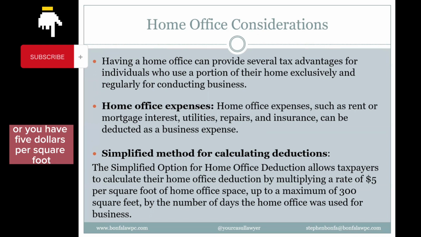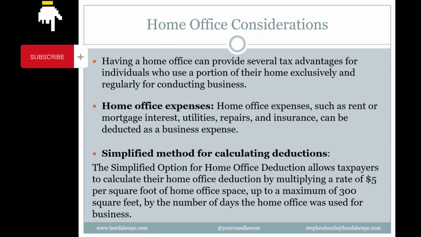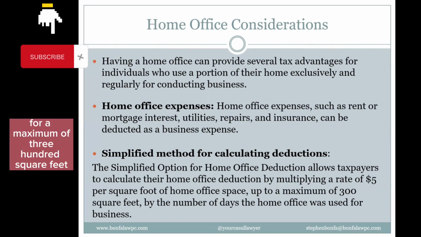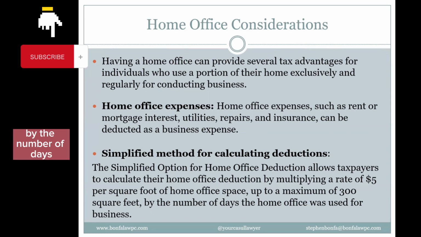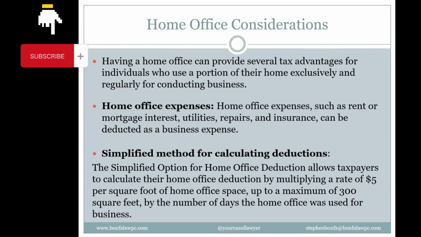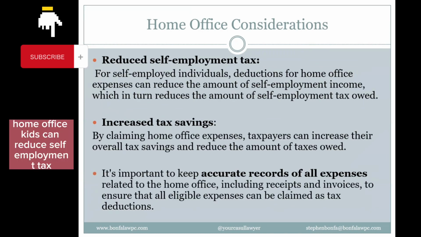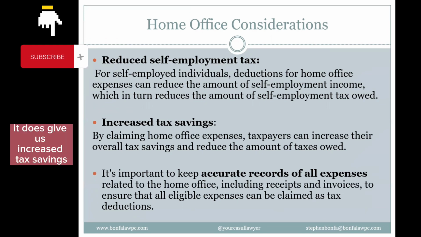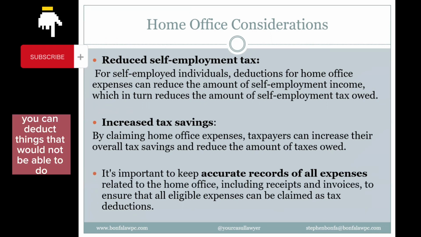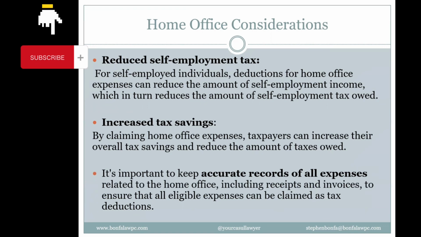The IRS offers a simplified method for calculating the deduction: you multiply a rate of $5 per square foot of home office space, for a maximum of 300 square feet, by the number of days the home office is used for business, which could be every day, or could be a couple days a week. Home office can reduce self-employment tax, and it does give us increased tax savings. You can deduct things that you would not be able to deduct otherwise.